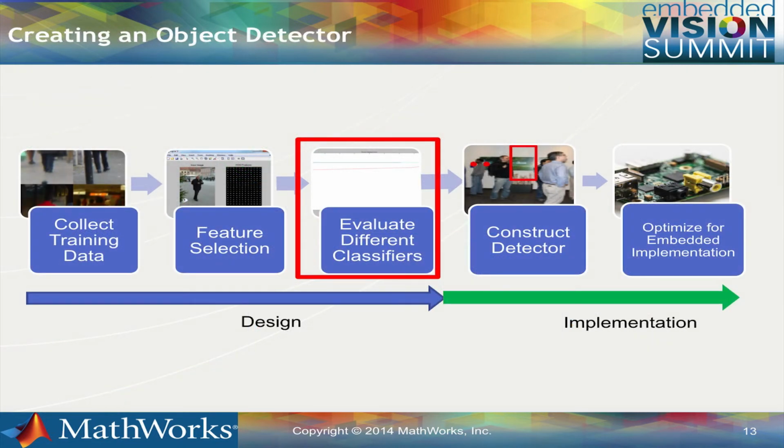Now, the next step is to figure out what classifier to use. The final thing you need to do is feed your features into a classifier, and that gives you a decision whether it's an object or a non-object. So you need to try to create an optimal object detector. You need to try a few different classifiers to figure out what works best with your feature type and what works best for your data.